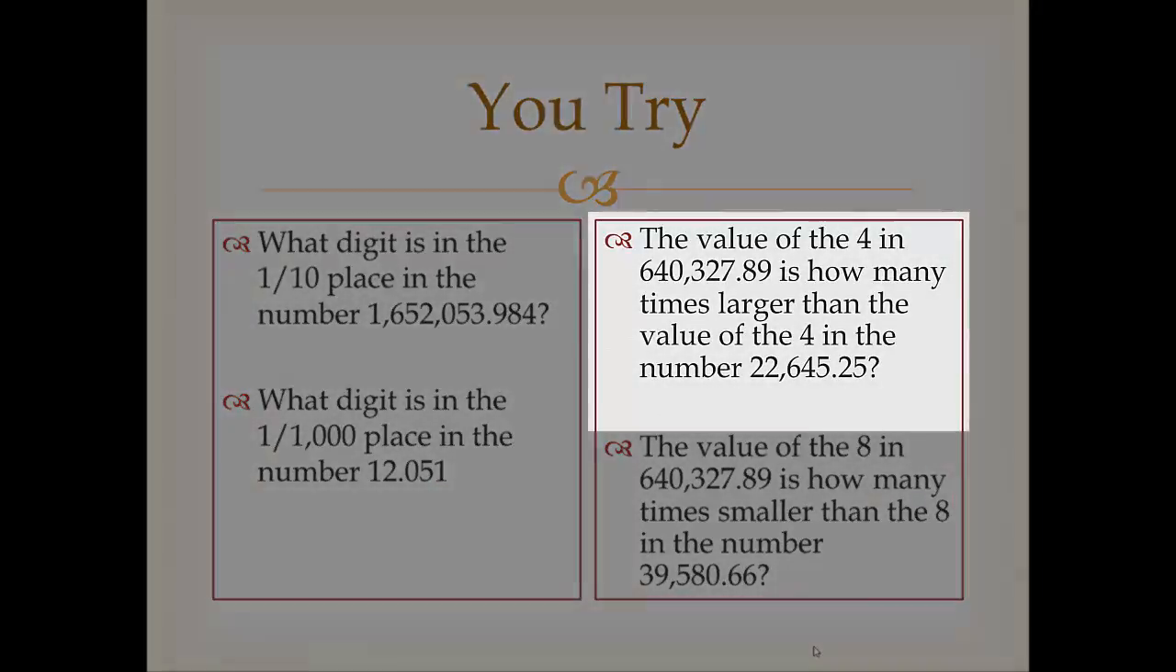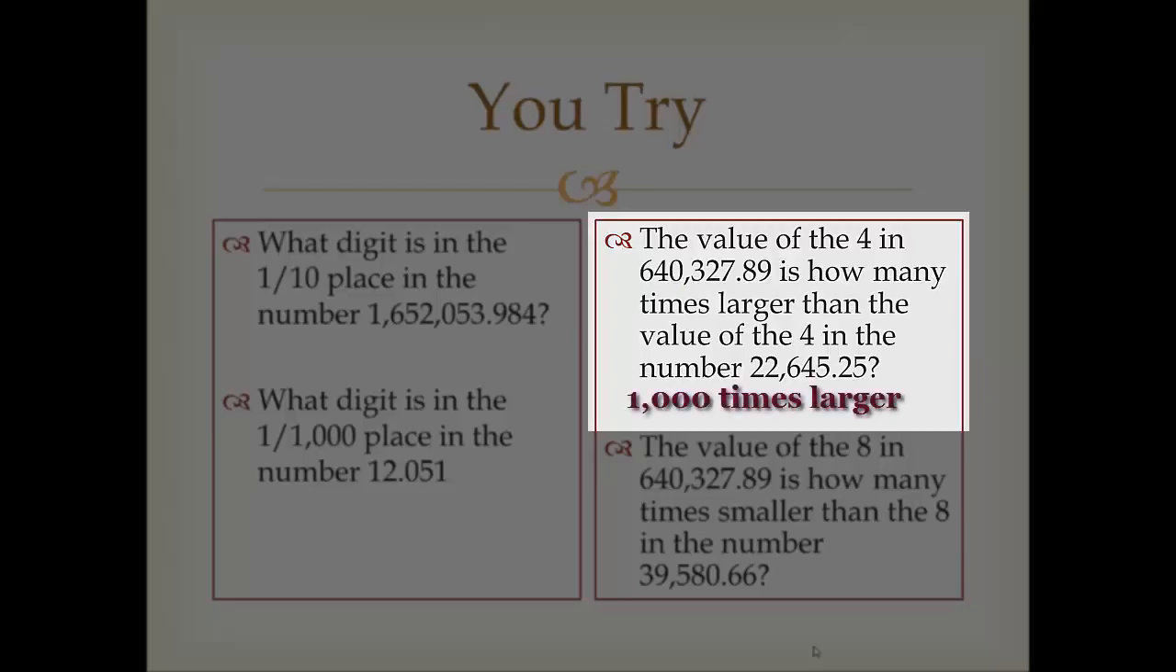In the third problem, I asked you to compare the 4 in two different numbers. How many times larger is the 4 in the first number compared to the 4 in the second number? And in this case, the 4 in the first number is 1, 2, 3 place values larger than the 4 in the second number, 22,645 and 25 hundredths. So that means the first 4 has a value that is 1,000 times larger than the 4 in the second number.